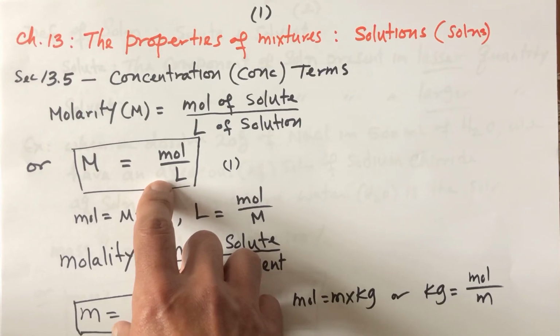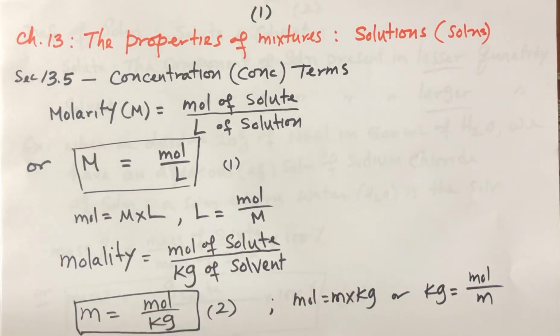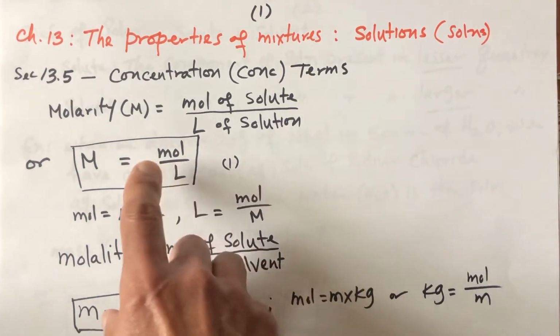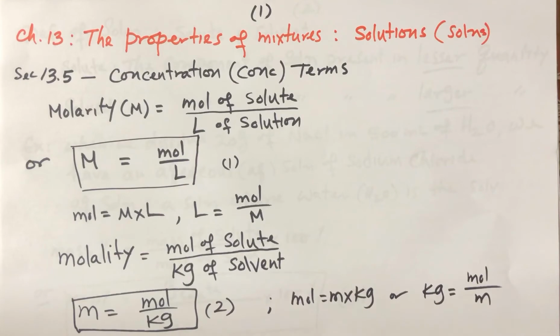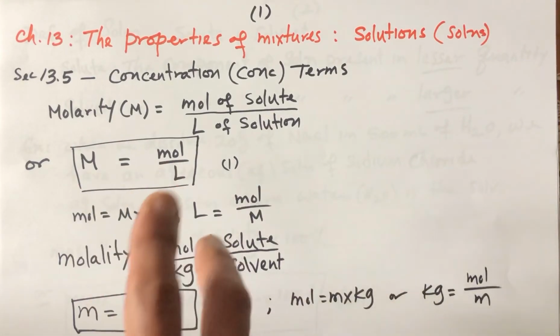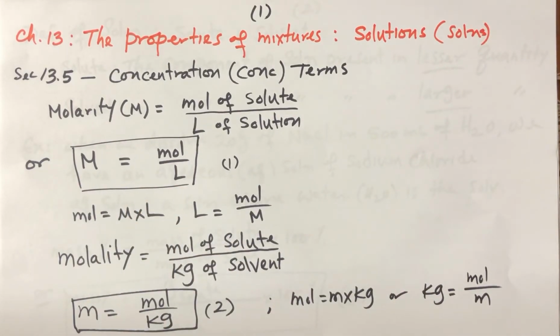This is an important equation that you need to memorize. From now on, everything that I place in a box are important equations that need to be memorized. You're going to refer to this as equation 1, the equation for molarity. Now, as an equation, we can play around with it. Moles can be obtained by cross-multiplying molarity by liter, or liter can be calculated if you divide the moles by molarity.